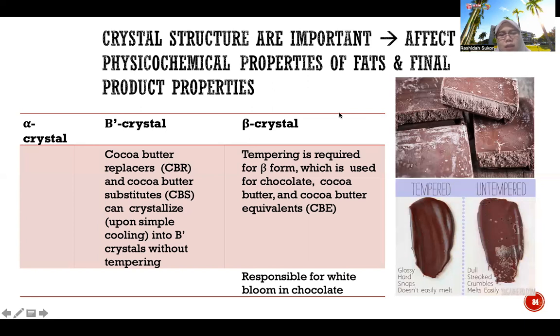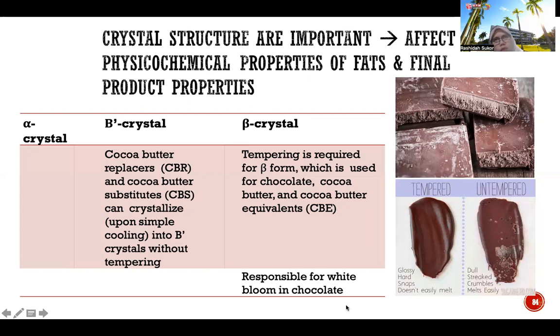Alright, and then beta crystal. So for chocolate that uses CBR and CBS to substitute the butter, upon simple cooling it will become beta prime crystal. But for beta crystal, tempering is required to form the beta crystal. So for chocolate, normally you want to change it to the beta form, which is used for chocolate, cocoa butter and cocoa butter equivalent, CBE. So you need this tempering machine.